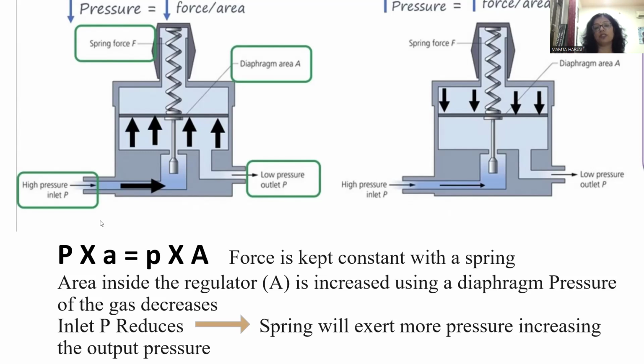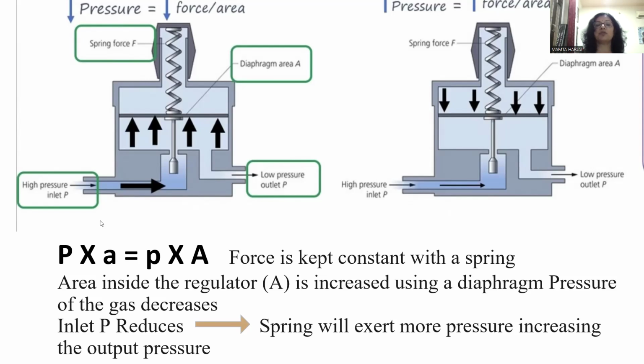So these are the valves. Here you can see that the force is kept constant with a spring, which is providing force. This is the high pressure inlet and this is the low pressure outlet. Now we have to keep these two pressures constant. What has been done here is that the area has been increased by using the diaphragm. When the area inside the regulator is increased using the diaphragm, automatically the pressure would decrease based on this equation. But the manufacturer has kept the outlet pressure fixed.